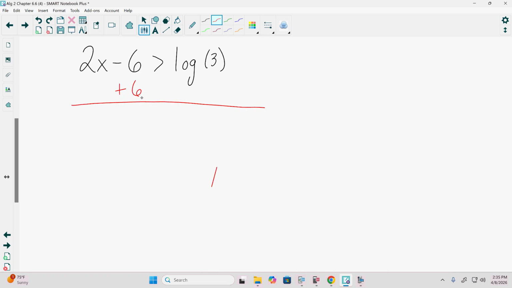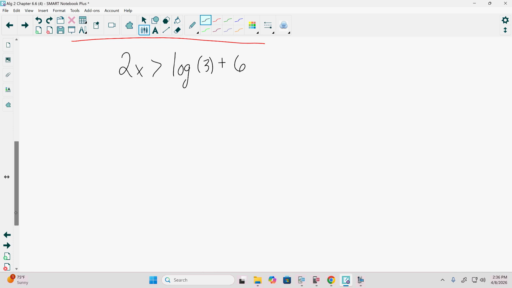Add 6 to both sides, because our negative 6 plus 6 would cancel. Telling us that 2x is greater than log of 3 plus 6. We cannot add the 3 and the 6 because the 3 is inside the logarithm and the 6 is not. What do we do next?